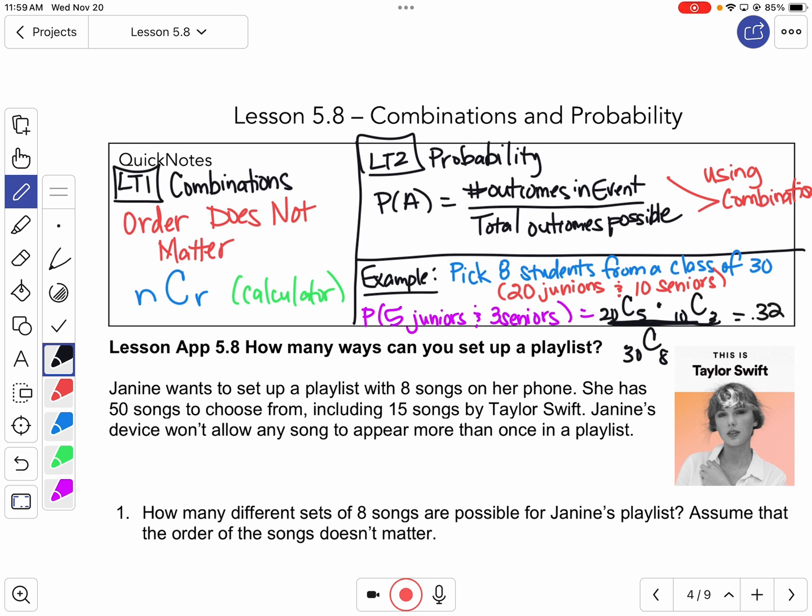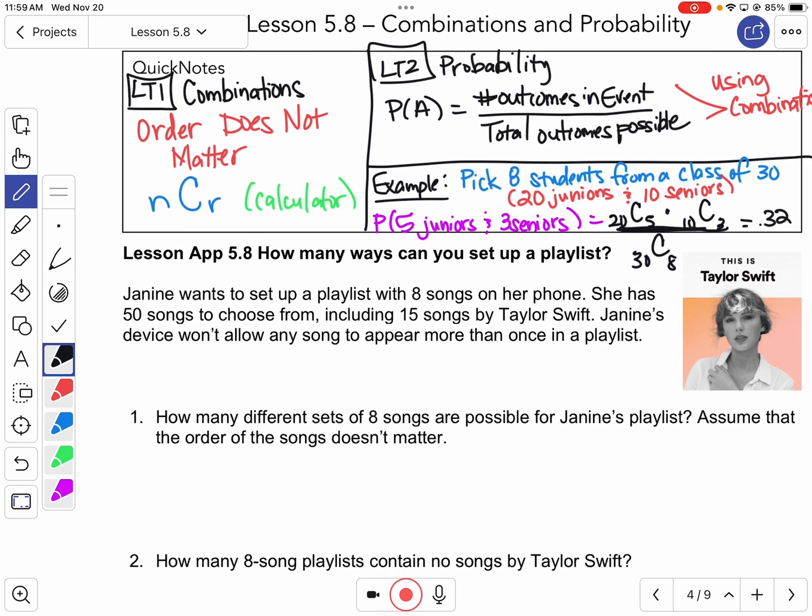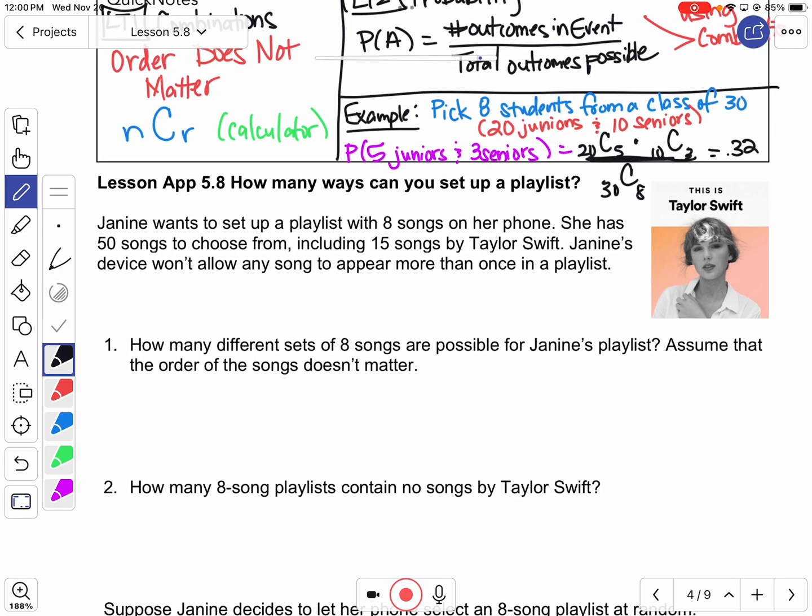All right, so let's look at what some of the questions are going to look like. Janine wants to set up a playlist with 8 songs on her phone. She's got 50 songs to choose from, including 15 by Taylor Swift. Janine's device won't allow any song to appear more than once in a playlist. Do we care what order it plays the songs? No, we just want it to play some songs. It wants to know how many different sets of 8 songs are possible for her playlist. Assume that the order of the song doesn't matter, nor is it specific to Taylor Swift.